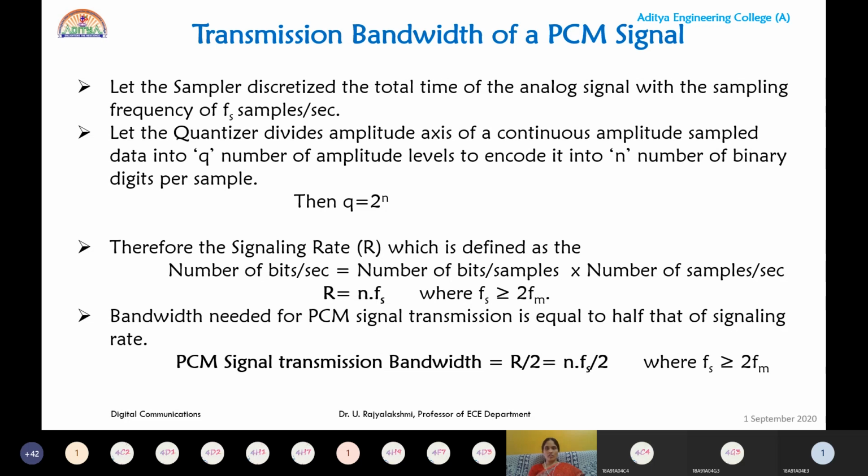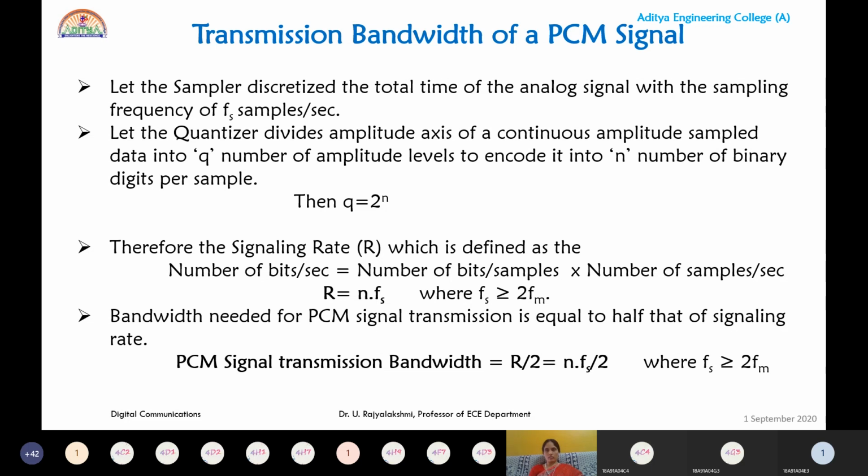5, ma'am. What are those? Message signal, low pass filter, sampler, quantizer, encoder. Yes. The sampler, quantizer and encoder can be combinedly called as an A to D converter. The process of sampling, quantization and encoding is generally called an A to D converter. In detail, the PCM transmitter section consists of a low pass filter and an A to D converter. Very good.